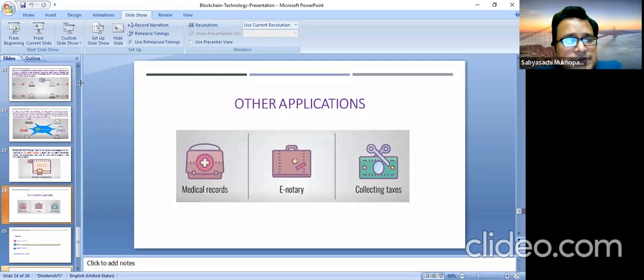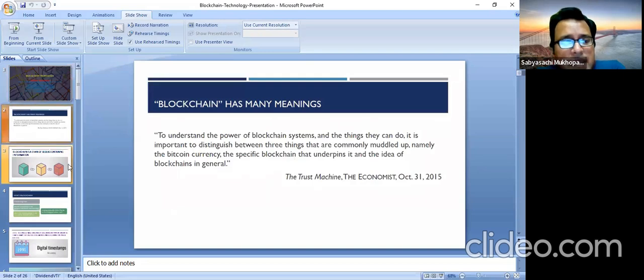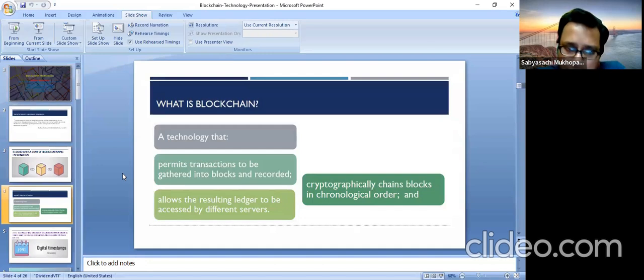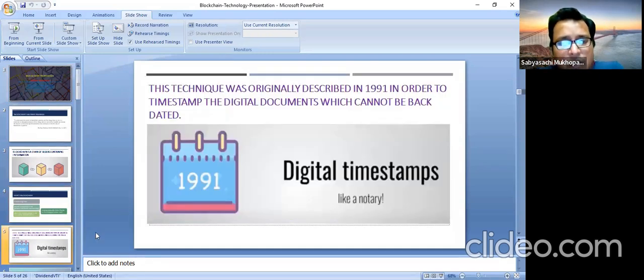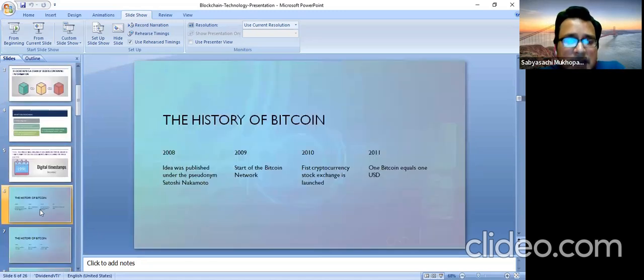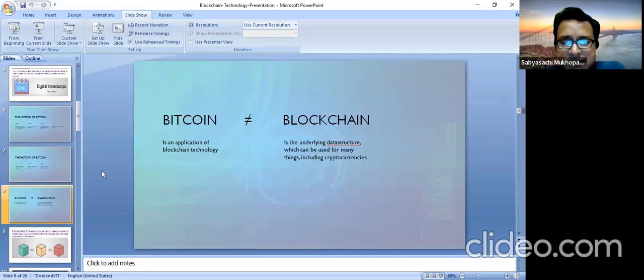If we revise the theoretical aspects we have covered so far, we have understood what the blocks in the blockchain are, and overall what blockchain is, how the digital timestamp makes the blockchain activity unique, and how the concept has emerged from 1991. Then we discussed the basic historical background of Bitcoin, and how its valuation has increased over time. And obviously, Bitcoin does not equal blockchain. That is one of the important things we have to keep in mind.